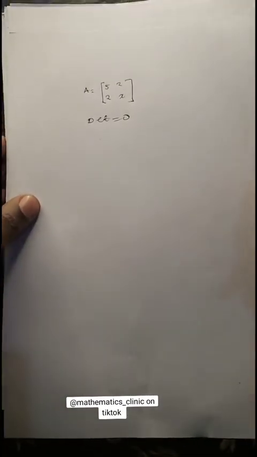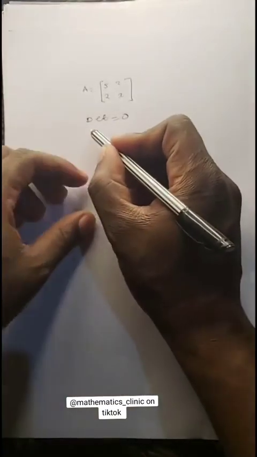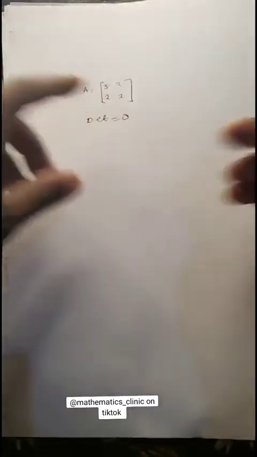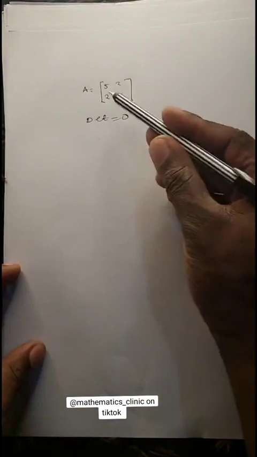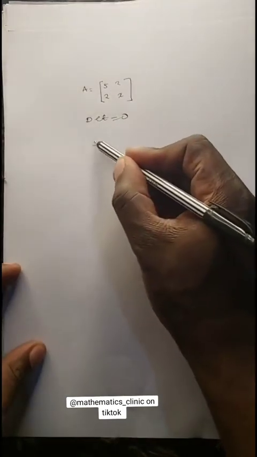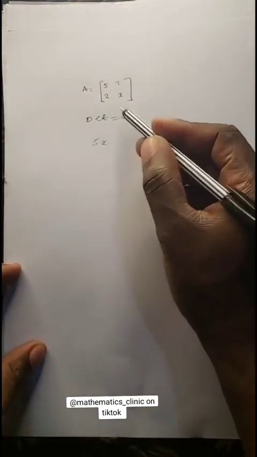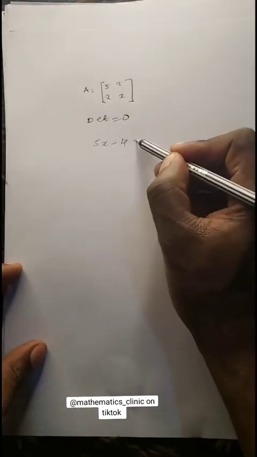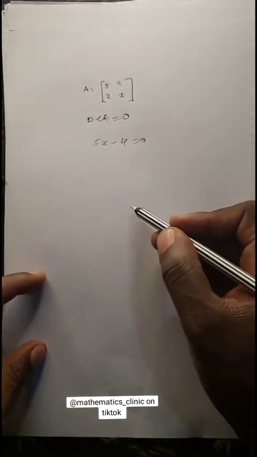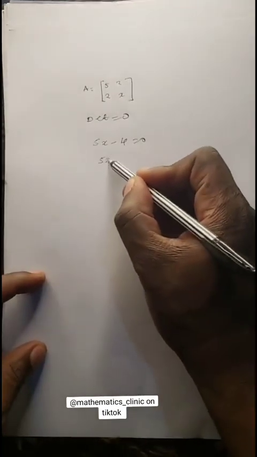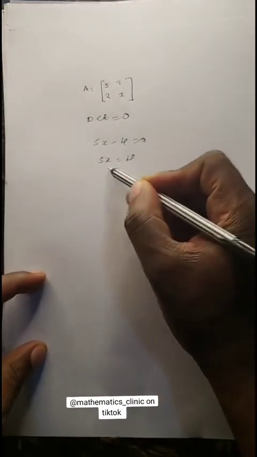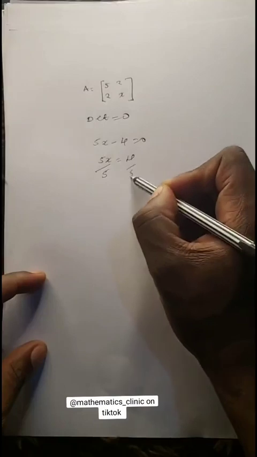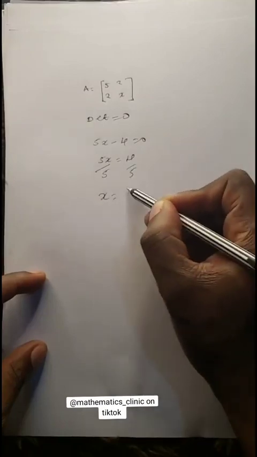It's 2020. So we're going to say 5 times x. I don't know if you guys are able to see. So 5 times x is 5x. Then you say minus 2 times 2 is 4, equal to 0. So we're going to say 5x is equal to 4. Then divide by 5. So the value of x is equal to 4 over 5.